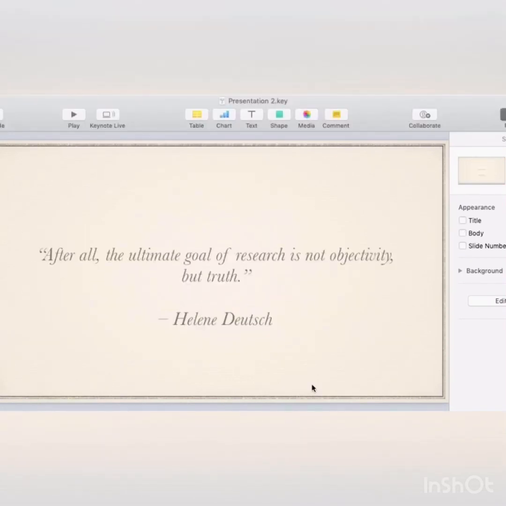And to conclude, we must all be very wary that after all, the ultimate goal of research is not objectivity, but truth. In conducting more research, we create more knowledge. Again, after all, the ultimate goal of research is not objectivity, but truth, as stated by Ellen Deutsch.